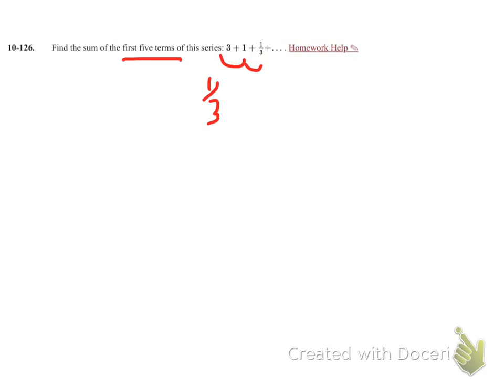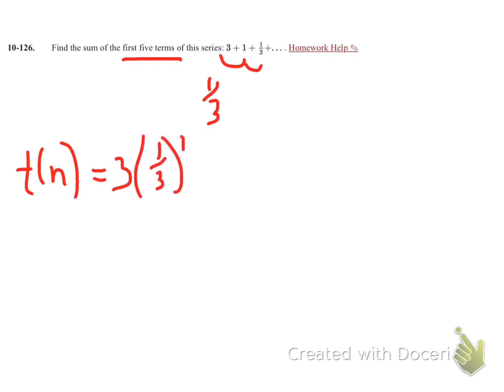Once I know it's a geometric series, I can think of my TFN equation. My first term is 3 times my multiplier to the n minus 1. That is now the series written in first term form.